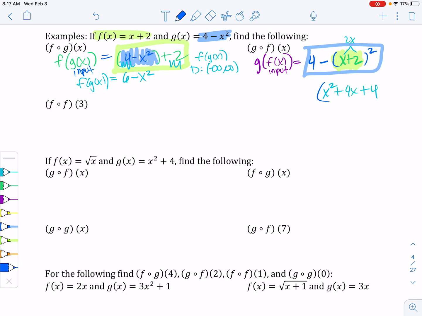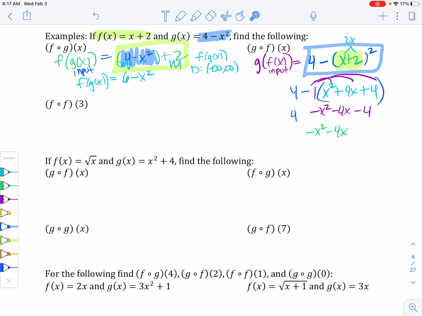But we are still doing 4 minus this entire thing. So we have to distribute our negative to each one of these. So we get minus x squared, minus 4x, minus 4. But we still have this 4 out in front that we can combine now with this 4. Those go to 0, so we get negative x squared minus 4x.